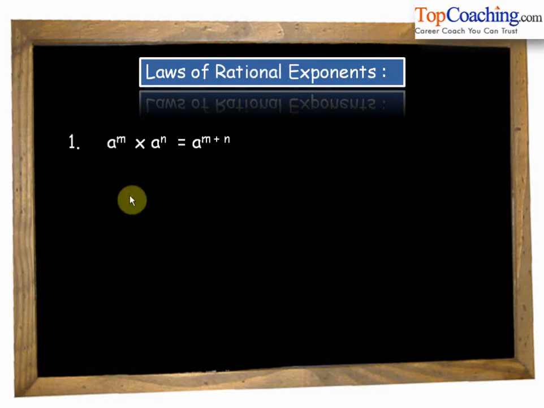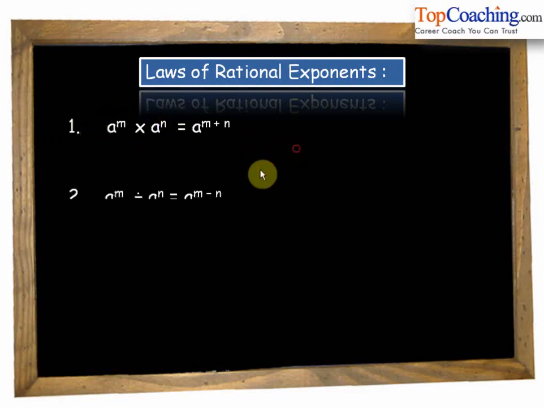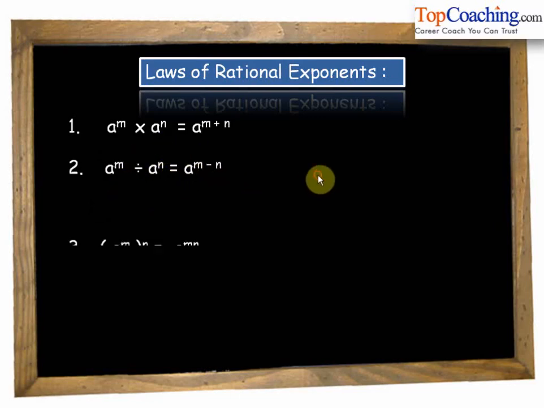So the first is a to the power of m into a to the power of n is equal to a to the power of m plus n. So this is the same as the integral one. A to the power of m divided by a to the power of n is equal to a to the power of m minus n. This is also the same as the integral exponents.